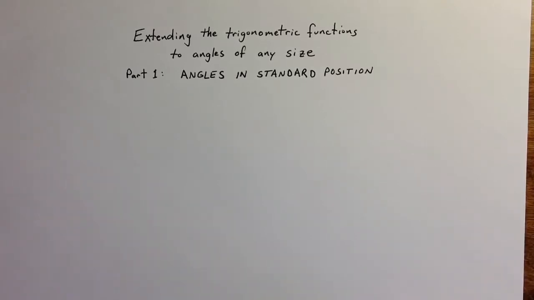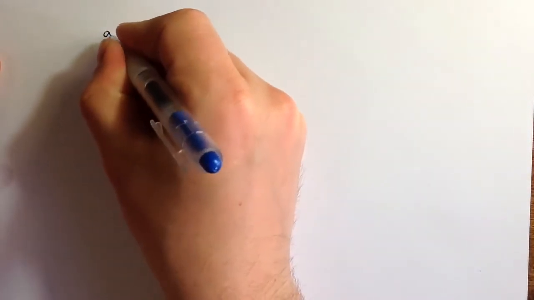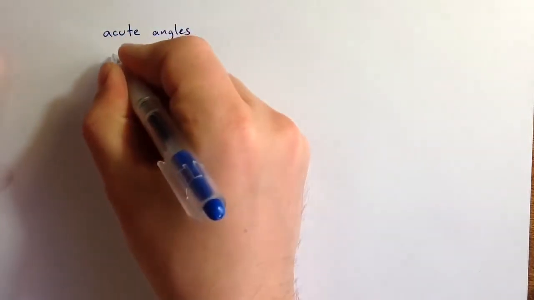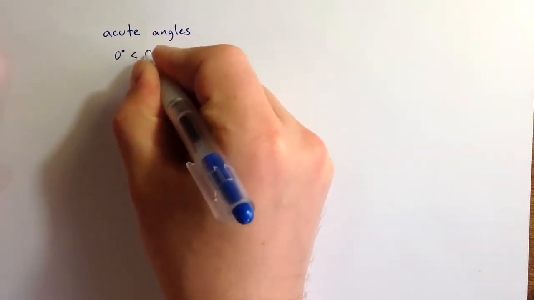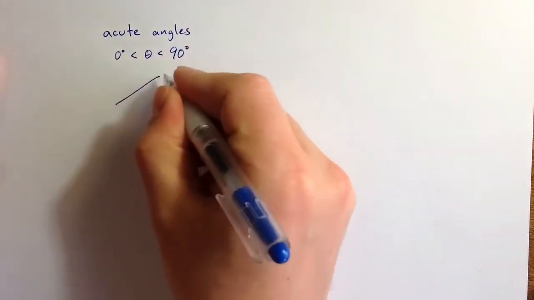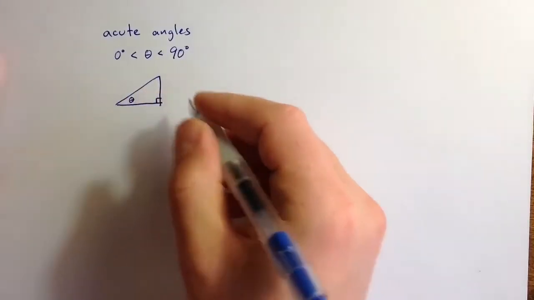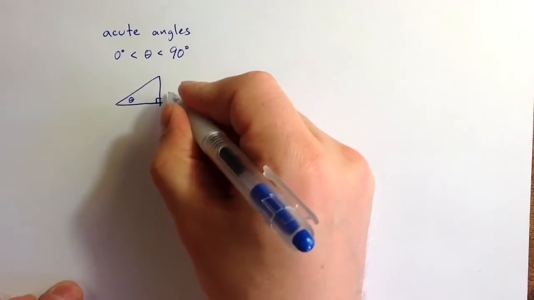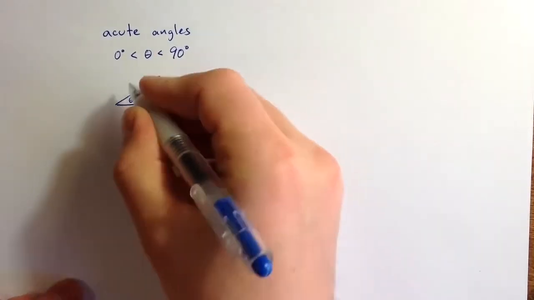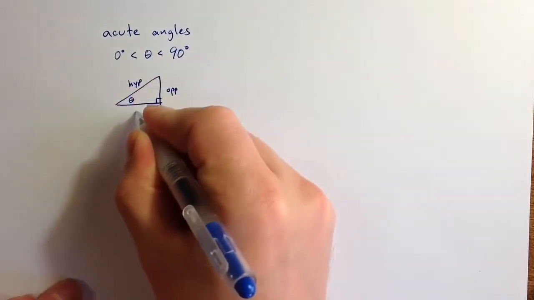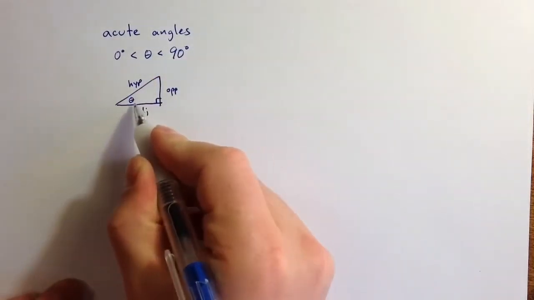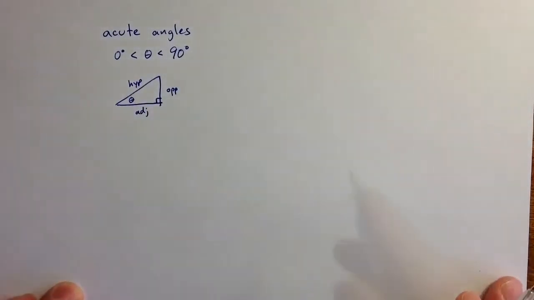Let's talk about how we can extend the trigonometric functions to angles of any size. In an earlier video, I talked about how we can define trigonometric functions for acute angles. An acute angle is between 0 and 90 degrees, and any acute angle describes a right triangle that has a specific shape. And the trigonometric functions are built by taking ratios of the side lengths of that right triangle. We can think of one side as being opposite the angle theta, one side adjacent, and the hypotenuse.